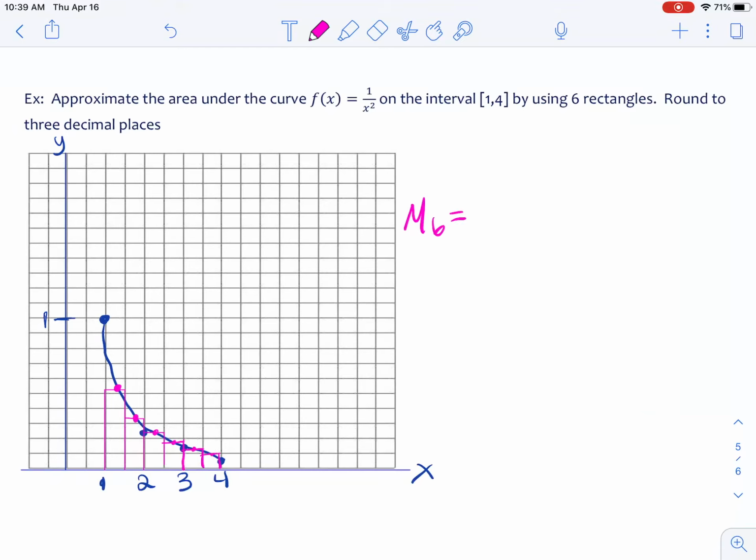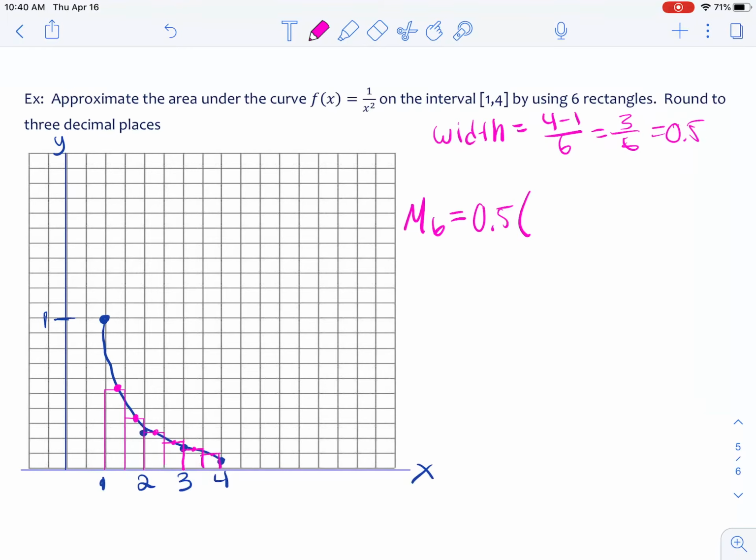So midpoint with 6 rectangles, our width on all these rectangles is 1/2. By the way, I knew it was 1/2 because using that formula from above, our interval's from 1 to 4. So it would be 4 minus 1 from our interval divided by, we want 6 rectangles. So it gives us 3 over 6 or 1/2. Okay, so 1/2 is our width for each of the rectangles.